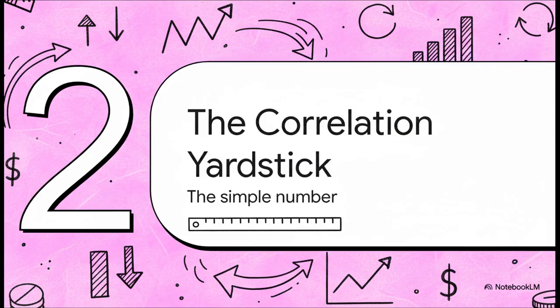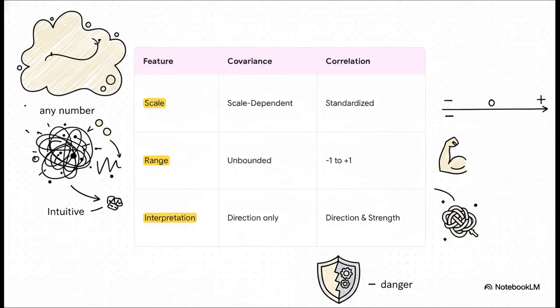And that little problem brings us to the star of our show today, correlation. Because covariance is kind of clunky and hard to compare, we standardized it. We turned it into this simple, clean number that has become the absolute go-to metric for pretty much everyone in finance. And what's so great about this slide is how clearly it shows why correlation took over.